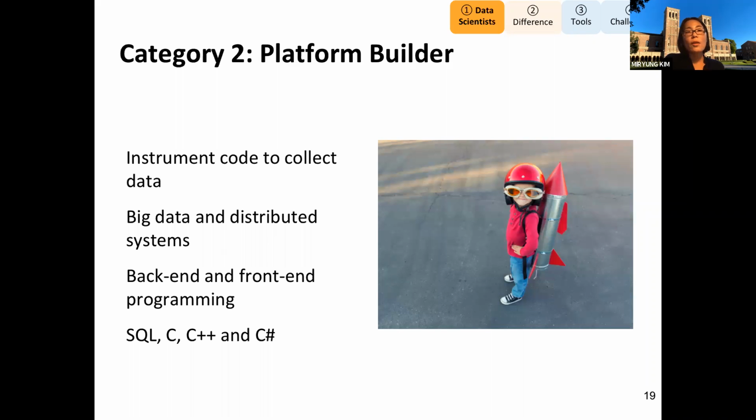This is the second category of data scientists. We named them platform builders because they spend most of their time building platforms to instrument code to collect data. Almost 50% of the time is spent on building infrastructure for data collection and pipelining data from one platform to another. As you can imagine, they have a strong background in big data and distributed systems, and they are also strong in back-end and front-end programming for processing the data, but also collecting data.